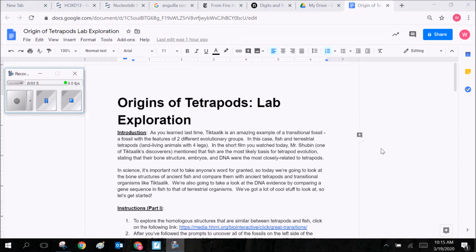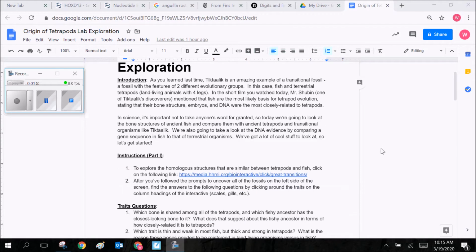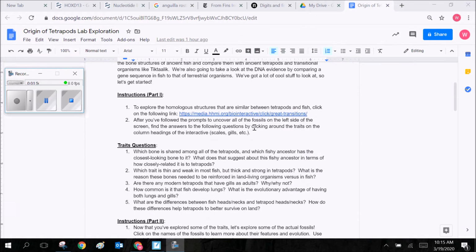Hopefully by this point you guys have watched the amazing short film, HHMI, on the origin of four-legged organisms, and listened to Neil Shubin talk about his really cool discoveries out there in the Arctic. And so now that you know a little bit more about Tiktaalik, let's take a look at some of Tiktaalik's cousins.